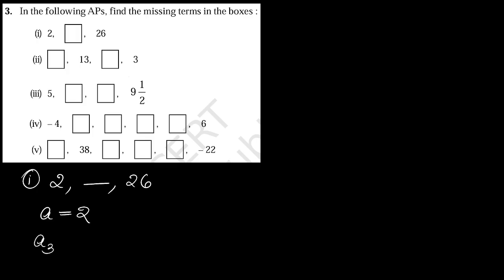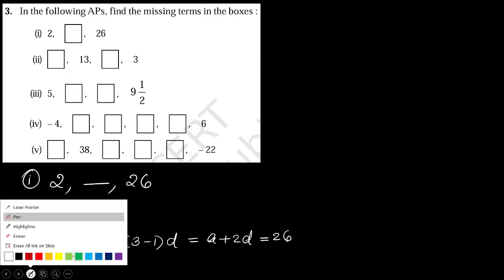Let me use that formula. Third term is 26. First term, second term, third term. We have a formula an equal to a plus n minus 1 into d. What is the third term formula? A plus n minus 1 into d, or a plus 2d. This is the formula for the third term. Yes, the third term is given as 26. This is the way we have to solve.